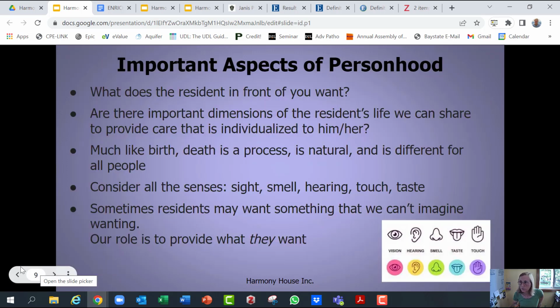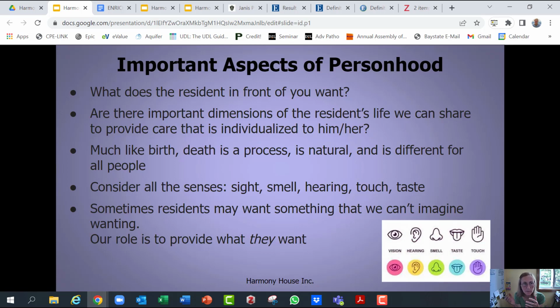So I wanted to expand our conversation a little bit now to some of the important aspects of personhood as we're thinking about caring for someone in the last hours, days, or a couple of weeks of their life. Really thinking carefully and deeply about what the resident in front of you wants. Are there important dimensions of this person's life that we can share, so that we can provide individualized care that's appropriate for them?